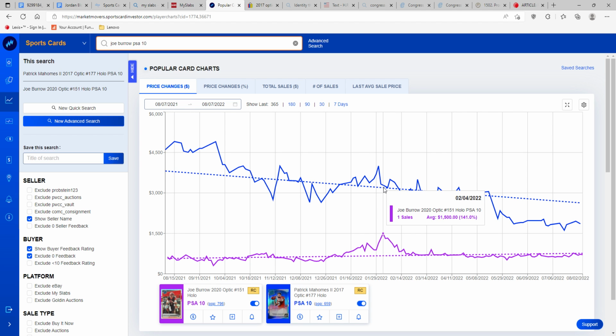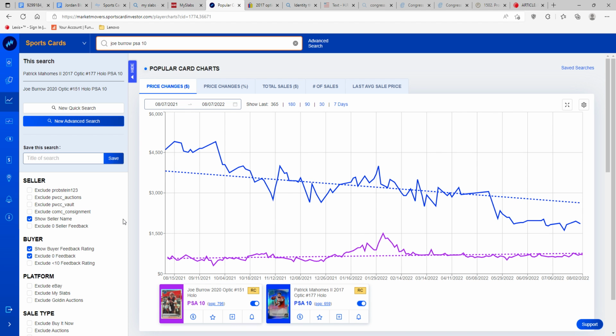So one of the things that the Sports Card Investor tool allows you to do is look at trend lines for cards over a certain period of time. So for $50 a month, this platform will allow you to see these trend lines and graphs that are really informative and help you figure out which cards are better to buy than other cards at any given time.